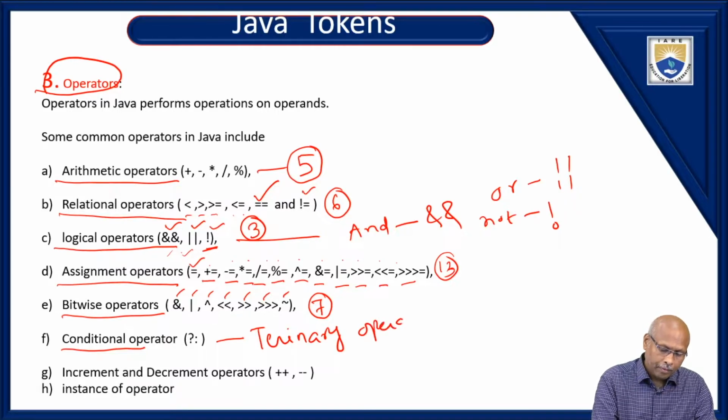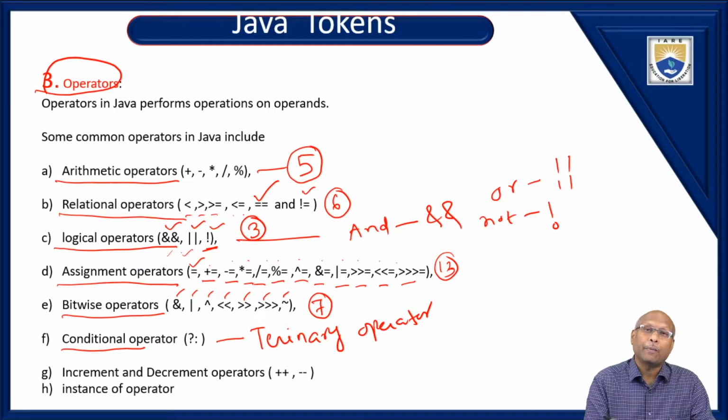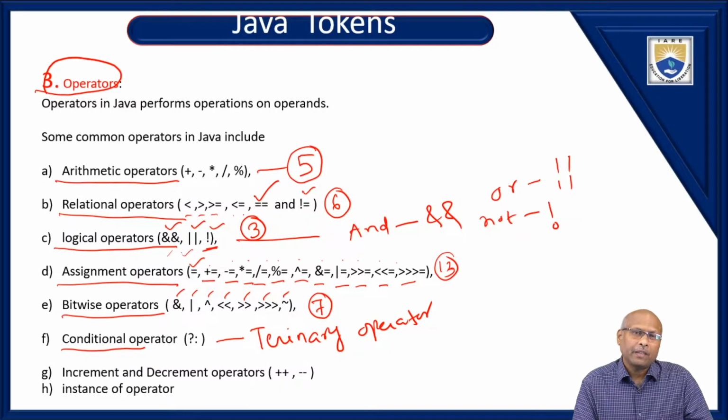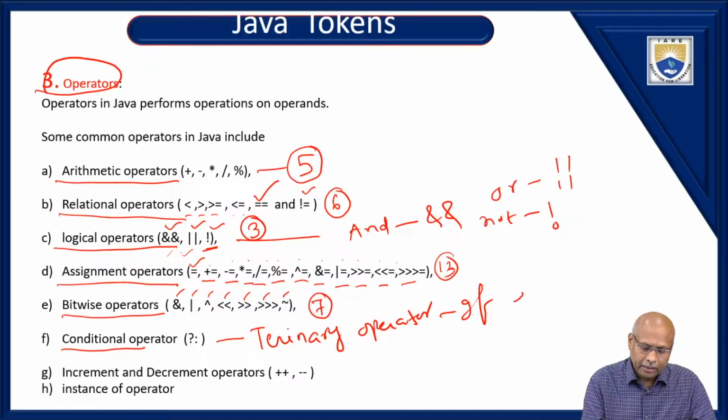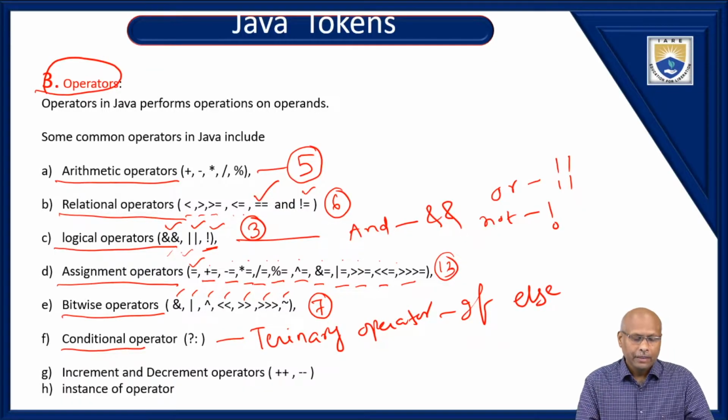Ternary operator, which depends on 3 operands. This is a special operator, which behaves like an if-else statement. So whenever you want to use a condition without using if-else, that time you can use the conditional operator, which relies on 3 operands.